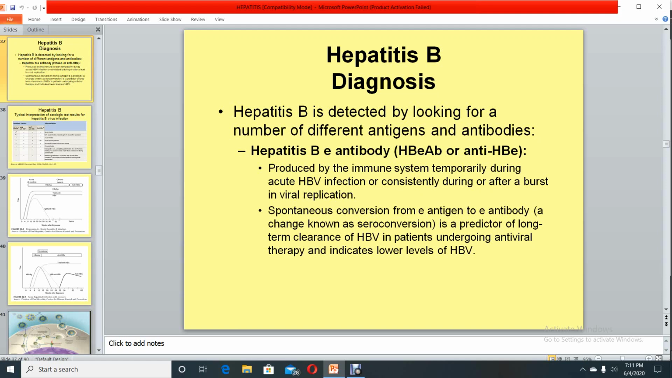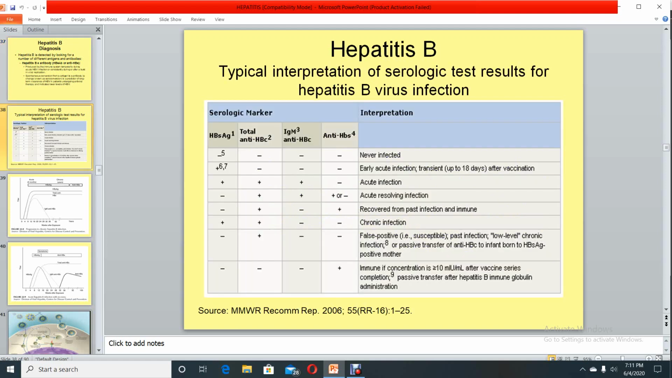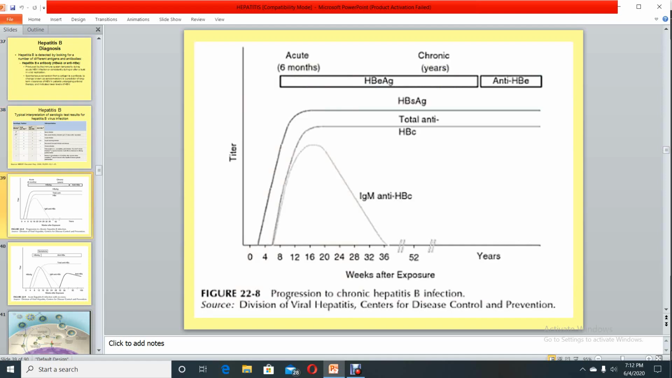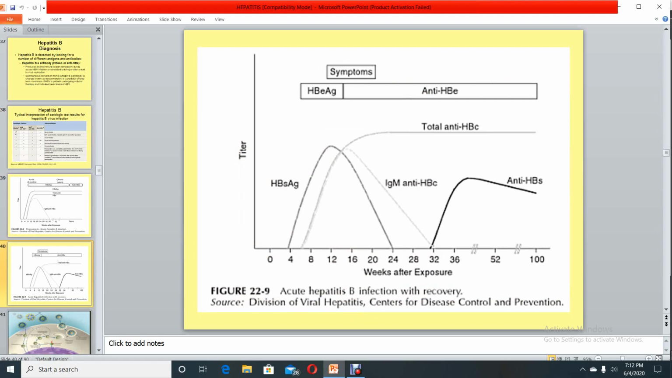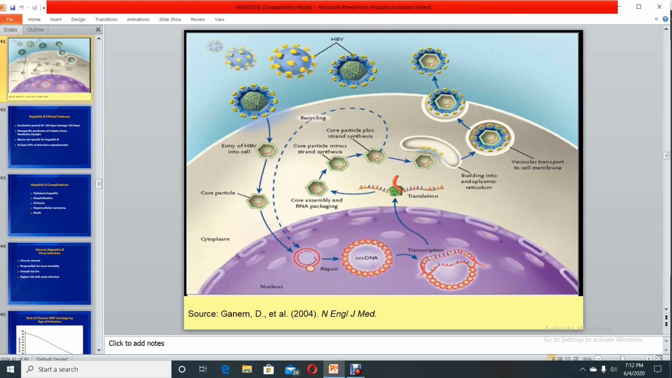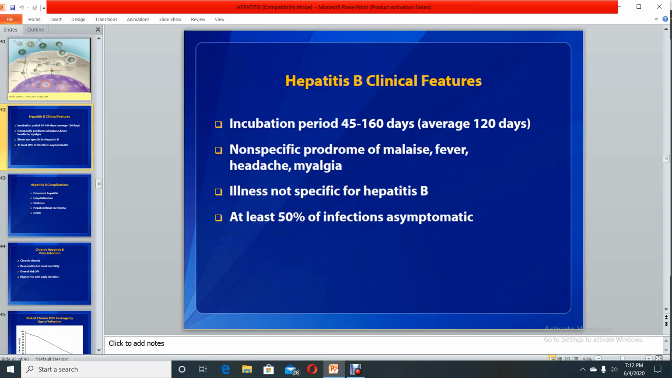70% will cause chronic hepatitis, and 30% can be involved with hepatocellular carcinoma. Hepatitis B, as far as management is concerned, the incubation period I told you earlier is 45 to 160 days, average 120 days.